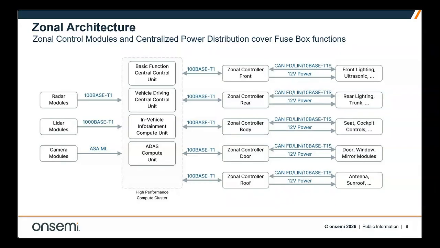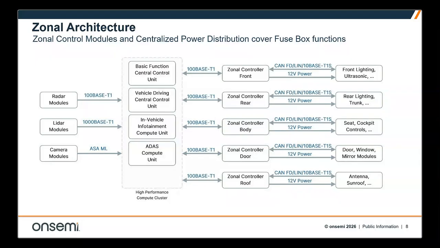The benefits for OEMs and tier ones are tangible and measurable: reduced wiring weight, faster diagnostics, smart power management, and improved functional safety, which is also quite critical. And critically, this architecture creates a clear path towards software-defined vehicles, with much easier scalability across model lines and trim levels. So this is where onsemi fits in.